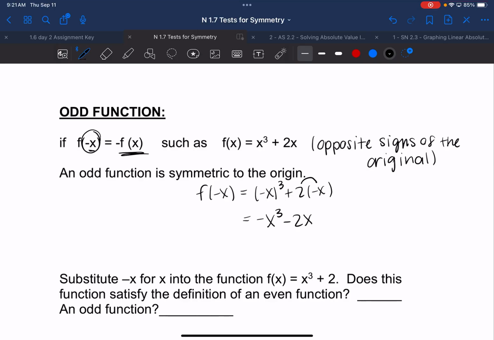But if I compare this to the original, it's the same, just opposite signs. So this one would be odd because the signs are opposite. So these two signs are now opposite, so this is odd. So this is the opposite signs from the original. So it is odd.